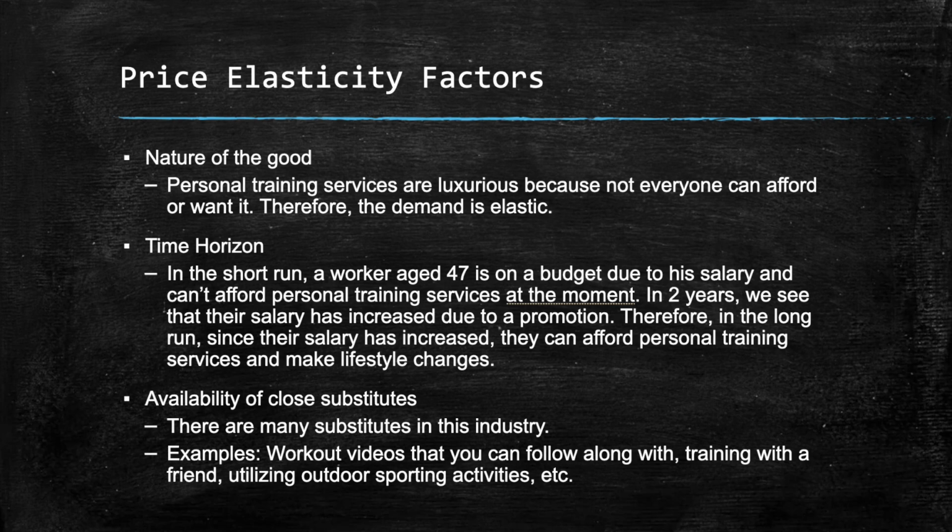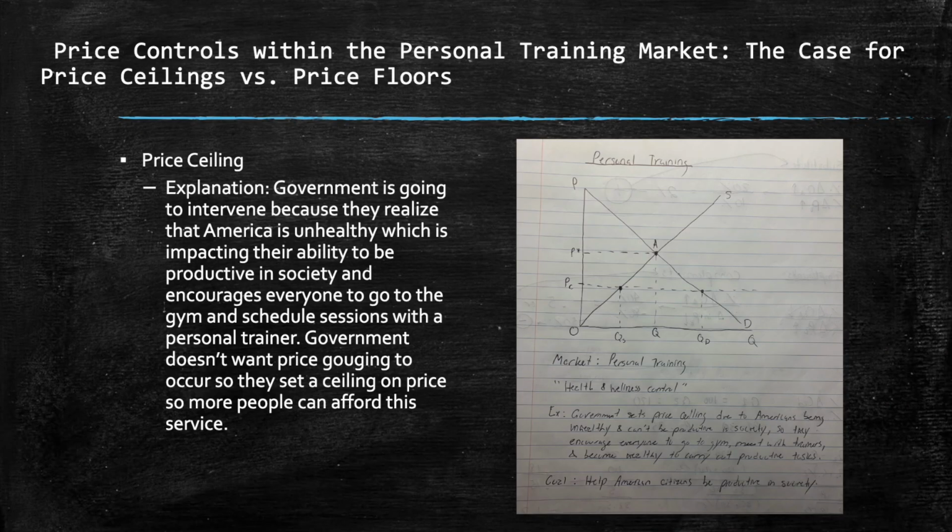And you can also utilize outdoor sporting activities. So for example, you have cycling, hiking, walking, or you could do partner activities like tennis, basketball, kickball, whatever you feel like doing to be active. We have discussed price elasticity factors. Now we are going to dive into, well, does it make more sense for the market to have a price ceiling or a price floor?